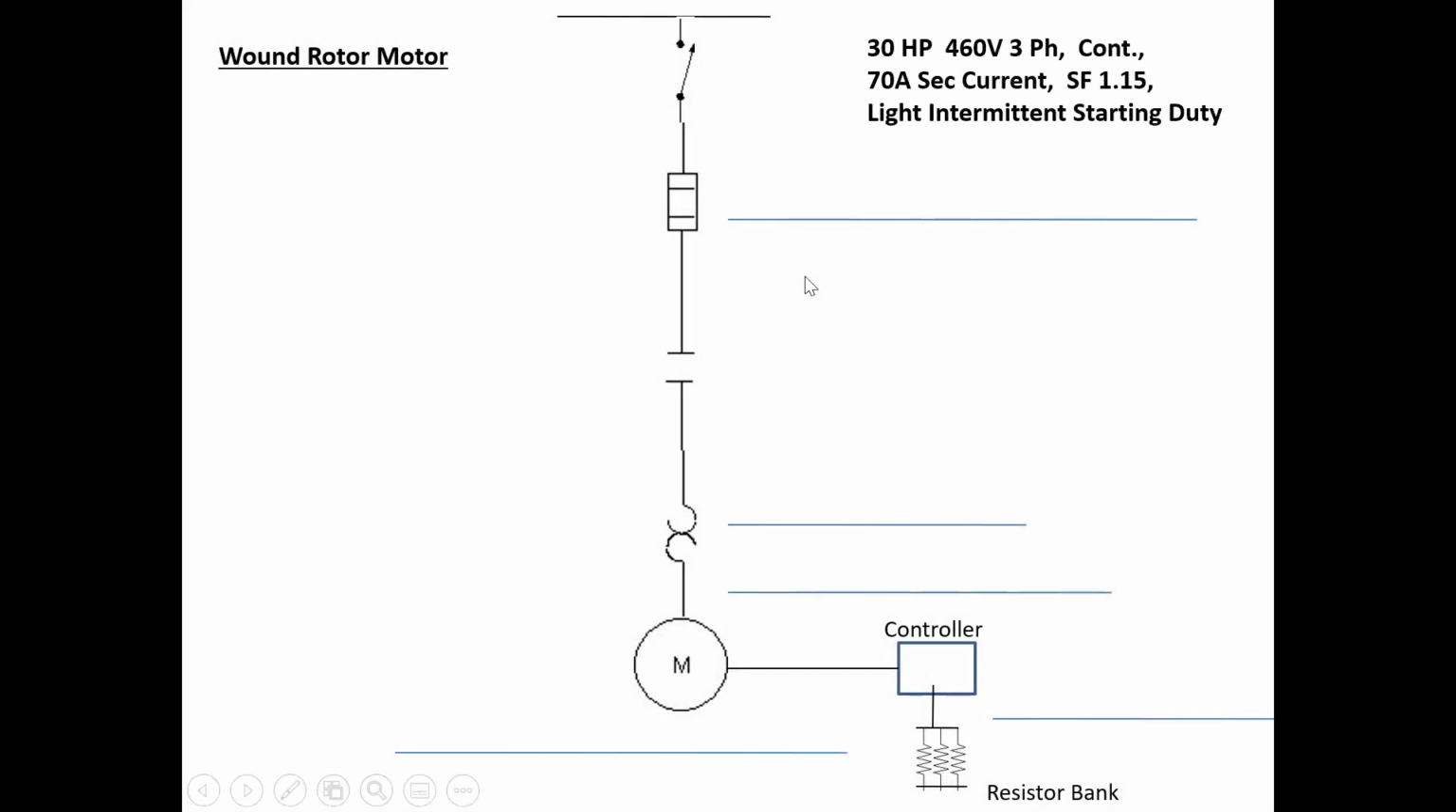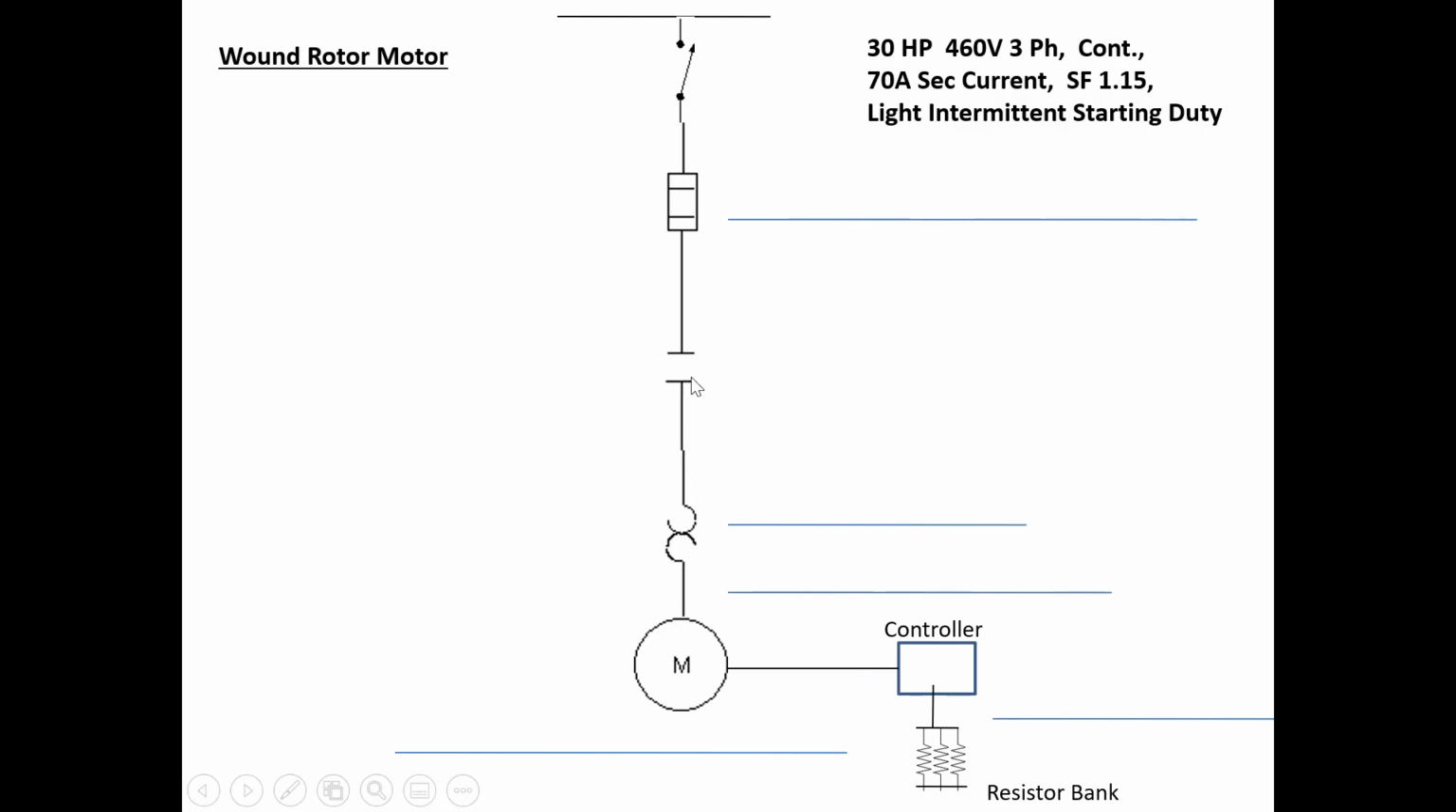Okay, now we have a wound rotor motor. It's got its own specific scenario here. So we have a 30 horsepower, 460 volt, 3-phase continuous duty motor. This motor has a 70 amp secondary current for the light intermittent starting duty resistor bank. So this draws 70 amps.